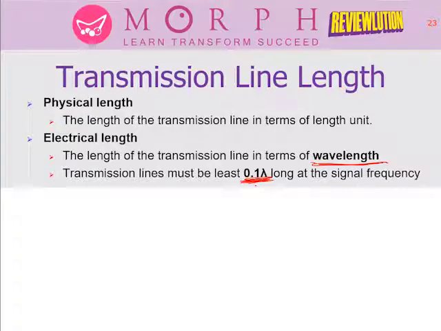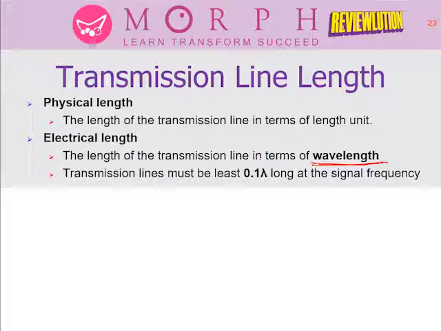So for us to consider a transmission line, it must at least reach 0.1 wavelength. So that's the length to be considered as such, because this 0.1 wavelength is dependent on something, no? It doesn't mean that when it's 0.1 wavelength, it is always 0.1 meter, or 0.1 kilometer, or 0.1 mile. It depends on the wavelength, and we know that the wavelength also depends on the frequency, no?